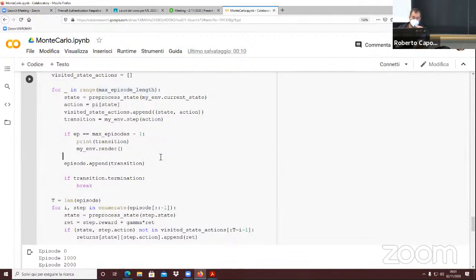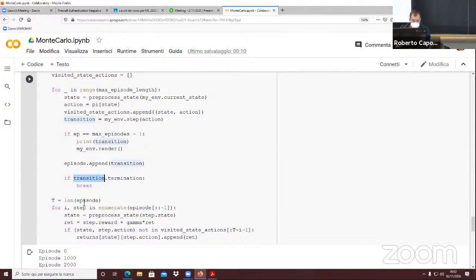So I look at my environment, I collect my state, I look at my policy, I collect my action, and then I append my state and action to my visited states and actions. I collect my transition from the environment, so I see what is the next state, next reward, and next termination flag, and I append the transition to my episode. If there is a termination flag, I break.